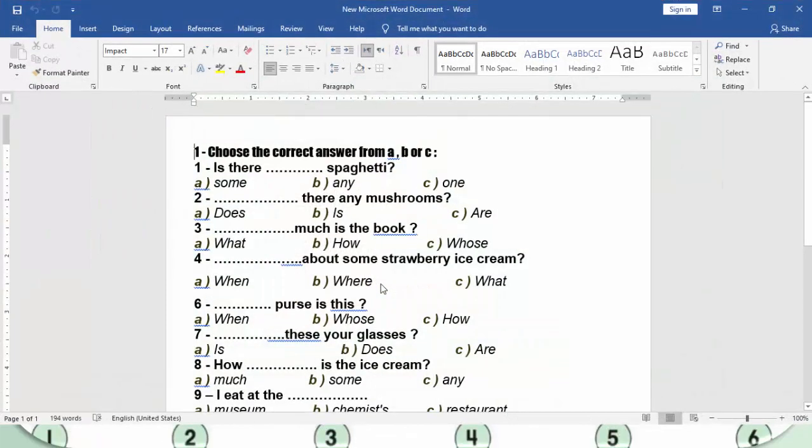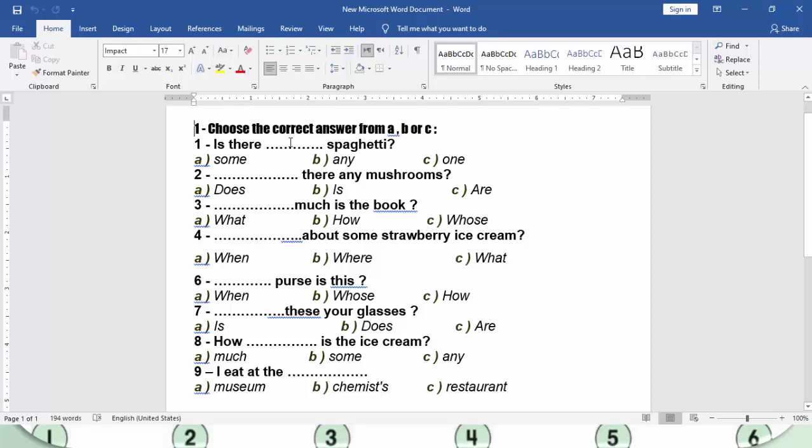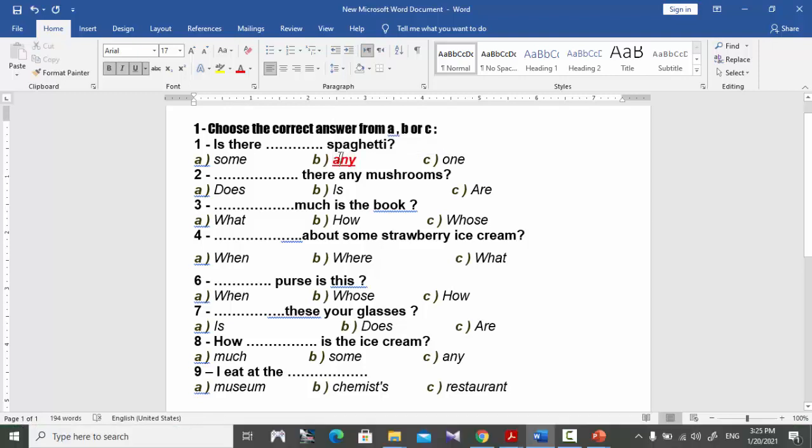Okay, let's do some exercises on lessons 3 and 4. Unit 10. Choose the correct answer from A, B, or C. Number 1. Is there space spaghetti? Okay, here we have some, any, one. We have two options, any and some. Look at the sentence again. Is there space spaghetti? It's a question, and we use any in question and negative sentence. So we have to choose any. Excellent, any. Is there any spaghetti?